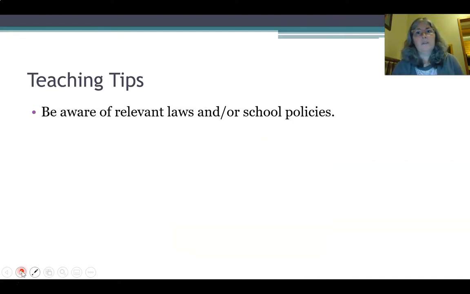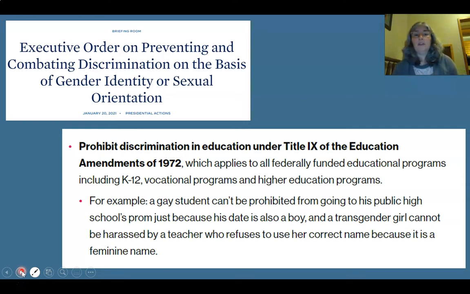You also want to certainly be aware of laws and school policies regarding gender. You want to know what it is you should be following. For instance, you might have heard that recently an executive order was signed preventing discrimination on the basis of gender identity or sexual orientation. After that executive order was signed, I saw a lot of posts on social media talking about how this order related to high school sports and that transgender or transsexual boys would now be participating in girls' sports and how this was the end of girls' sports. So that was how I first heard about this executive order.